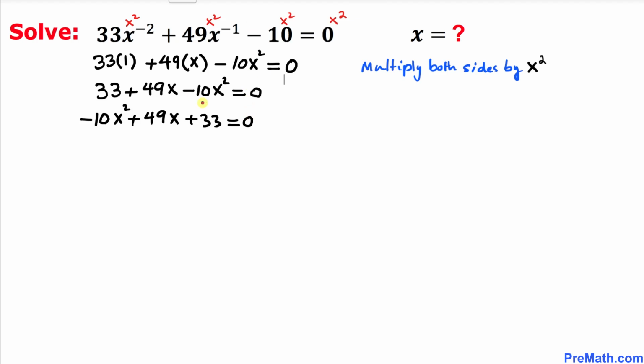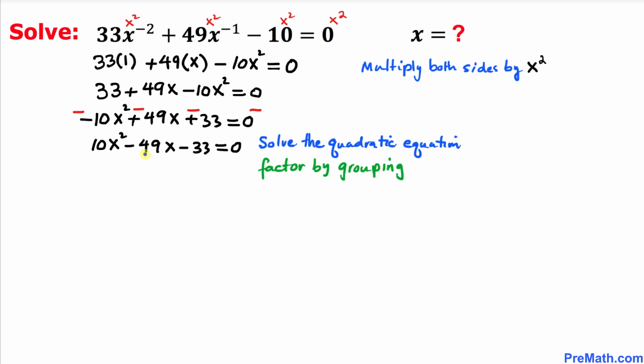Now we are going to make this a positive leading coefficient. So let's multiply by a negative sign across the board. Negative times negative is going to become positive 10x squared, and negative times positive is going to be negative 49x, and then minus 33 equals 0. Now we can see that this is a quadratic equation. Let's go ahead and solve this one by factoring by grouping.